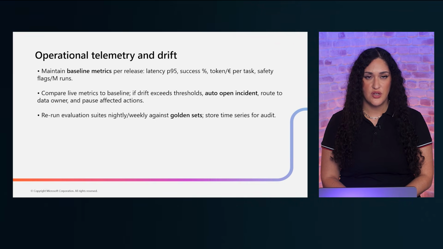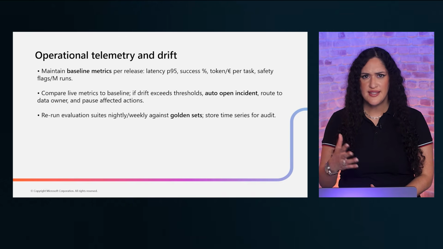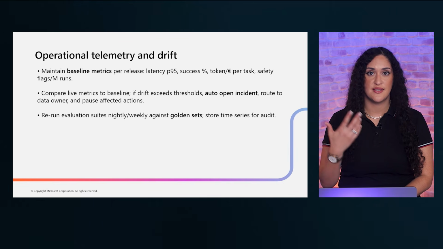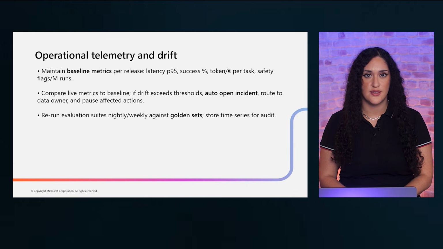Operational telemetry and drift detection are your early warning systems. Maintain baseline metrics for every release. Latency at the 95th percentile, success rate, token cost per task, and safety flags per million runs. Continuously compare live metrics against these baselines.